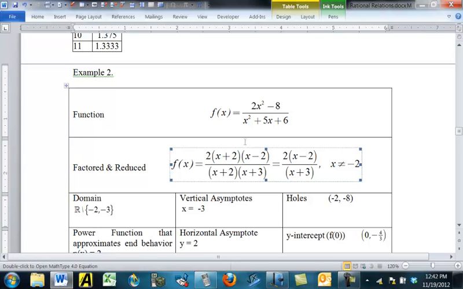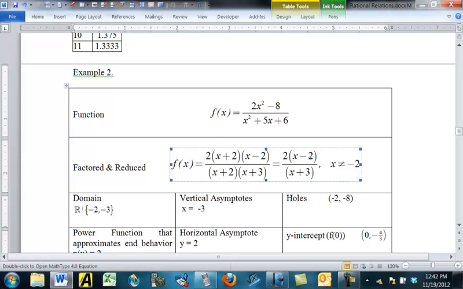Okay? Now, reduce it by canceling out the x plus 2's. So these two functions here are going to be equal as long as we didn't cancel out a 0. Well, x plus 2 is 0 when x is negative 2. So to make these two equal, I have to really put the restriction x is not negative 2. Because look what happens when you plug in negative 2 in this one.